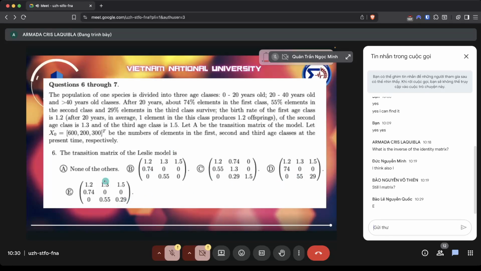Okay. Next, we will check if the top numbers are correct. And it's here, the birth rate. Look at the birth rate. Birth rate of the first age class is 1.2, which is correct here, 1.2. Second class is 1.3. It's here. It's 1.3. And the third class is 1.5. So 1.5. So letter E is the only correct answer. And that's it.